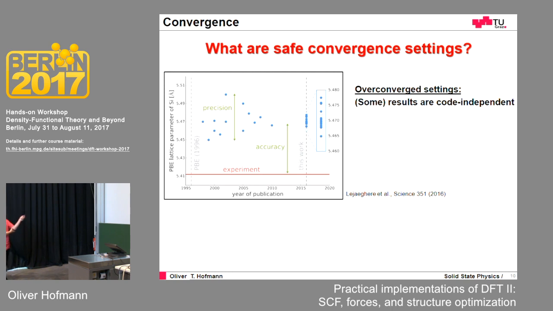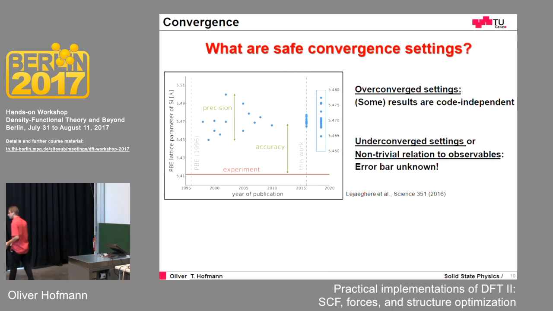What you can see from this graph is that in earlier times, the lattice constant could actually differ quite a bit. And nowadays, we have much more control over our approximations. We can, as I had just said, invoke much stricter convergence criteria. And if you actually go to over-converged settings, the results are mostly code independent. You see that there is still some spread, but the spread is very, very small, and the precision of the codes is now, I would say, extremely good.